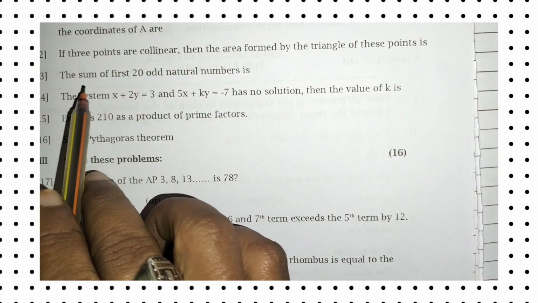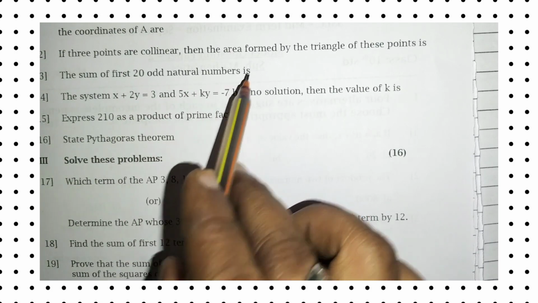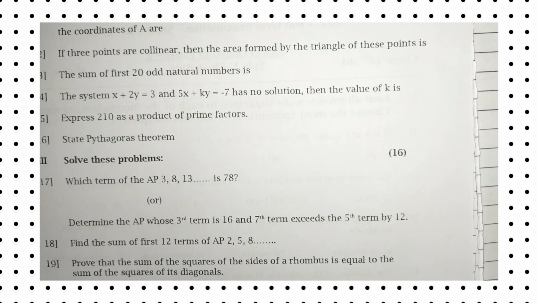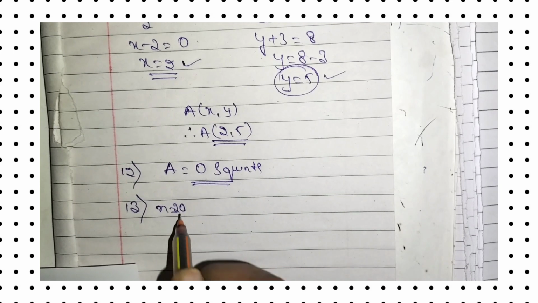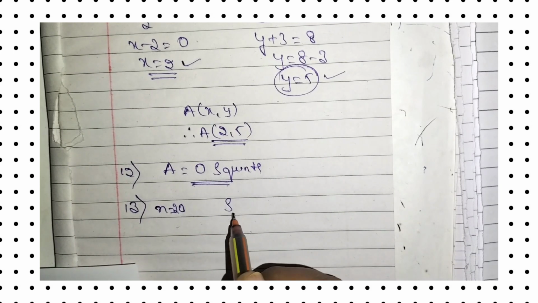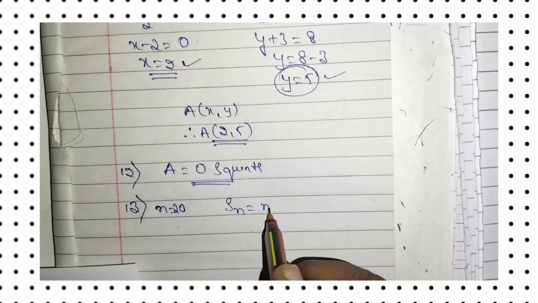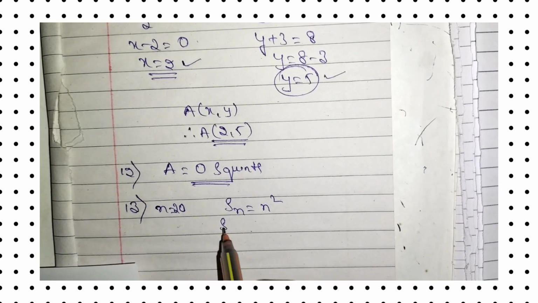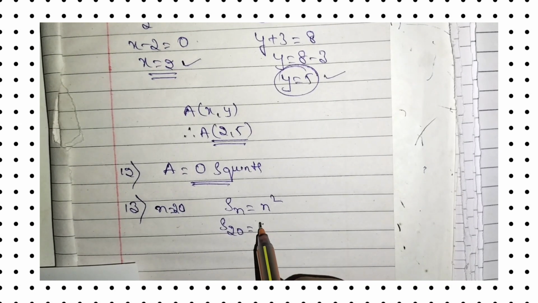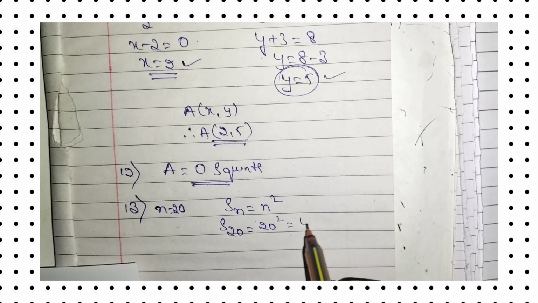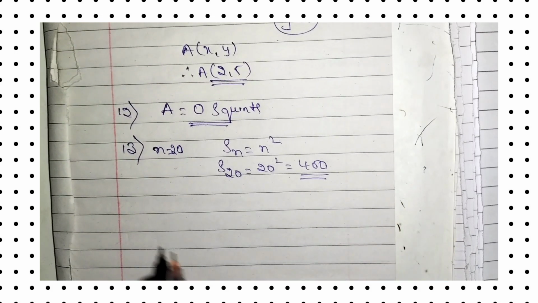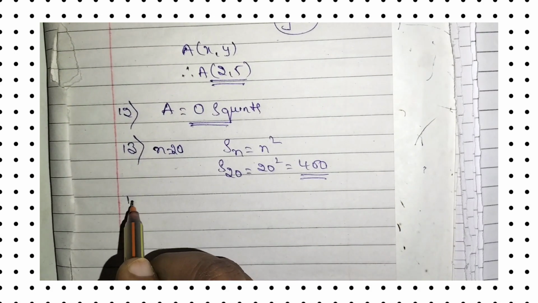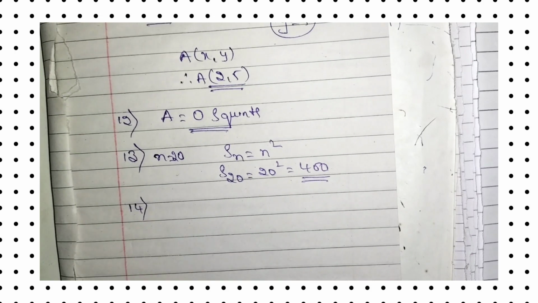Now let us move to question number 13. The sum of the first 20 odd natural numbers is dash. So n is equal to 20 in the question. The sum of odd natural numbers, Sn, is equal to n squared. So S20 is equal to 20 squared, which is equal to 400. So if we add the first 20 odd natural numbers, it will be equal to 400.